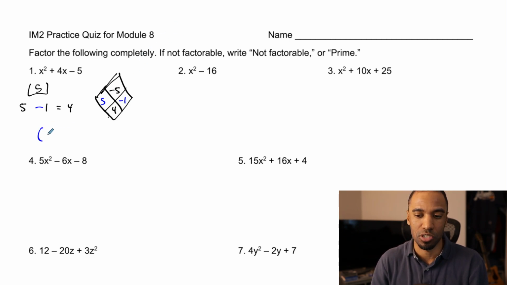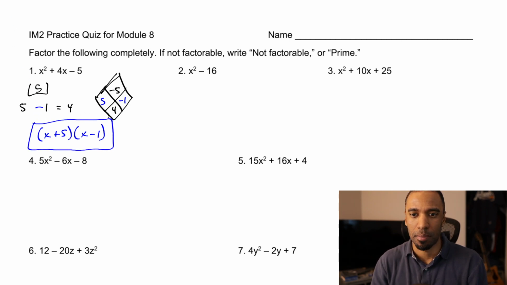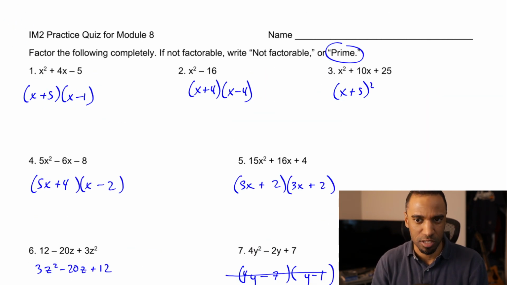If I did this right the first time, I should have gotten x plus 5 times x minus 1. I was going to say x minus 4. That should have been my answer there. I'm not going to check them all, just to make sure: x plus 5, x minus 1. There we go.